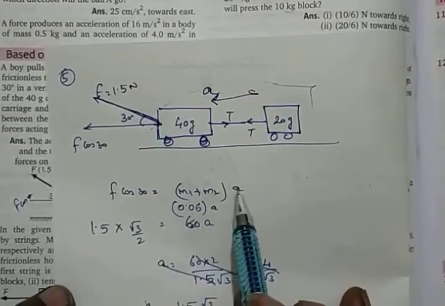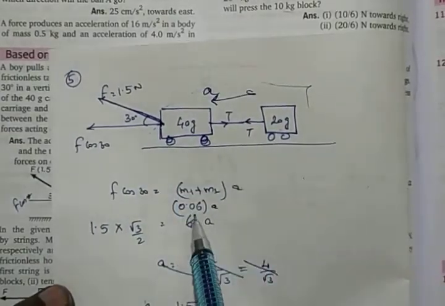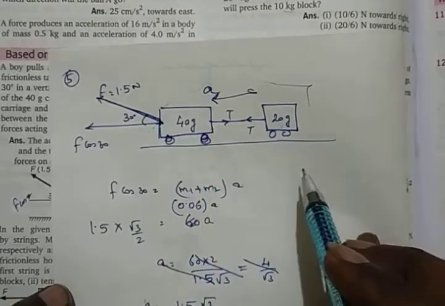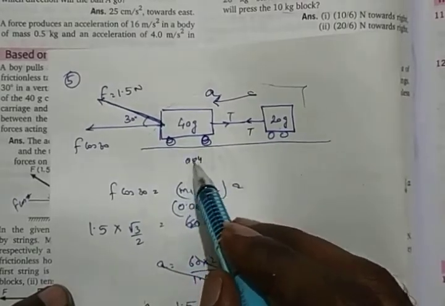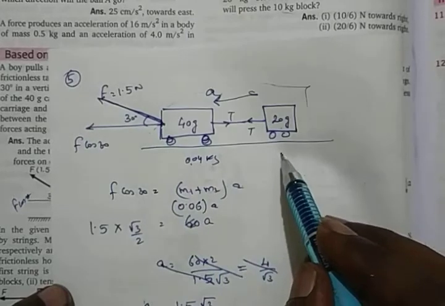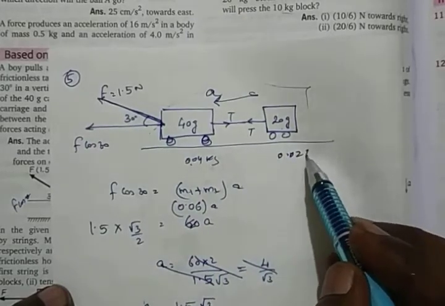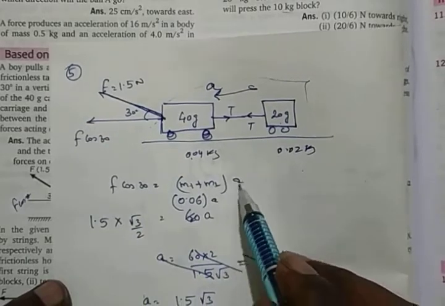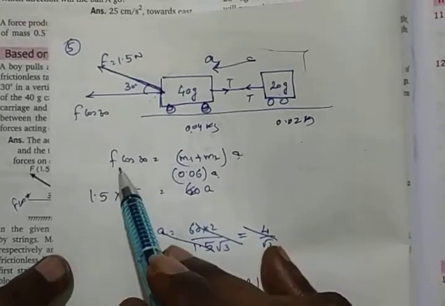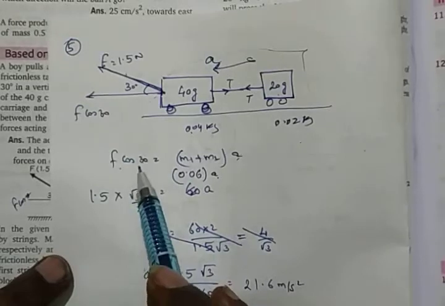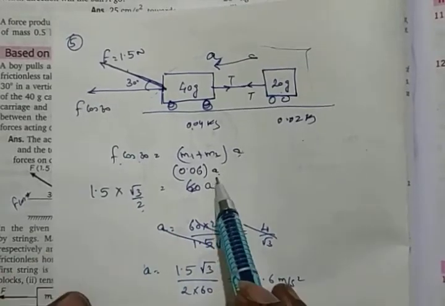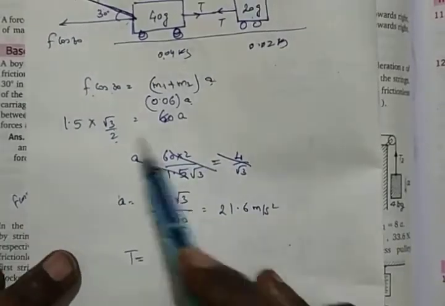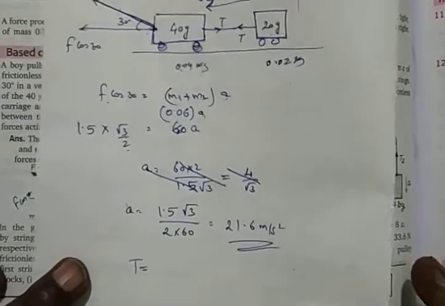So m1 plus m2 times a, 40 plus 20. 40 grams is 0.04 kg, and 20 grams is 0.02 kg. So it's 0.6 times the acceleration. F is 1.5, cos 30 is root 3 by 2. So what is the acceleration? You cross multiply everything and you will get this answer.